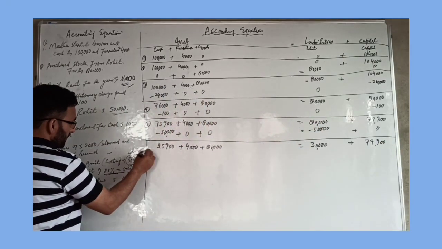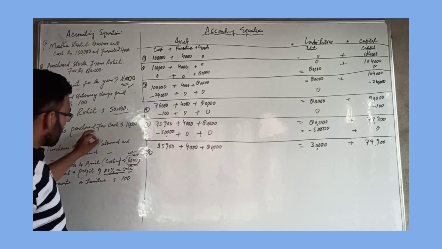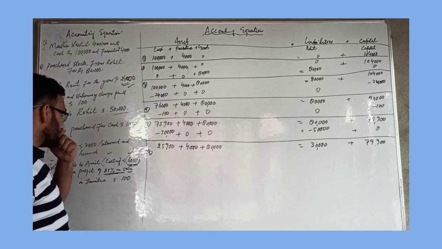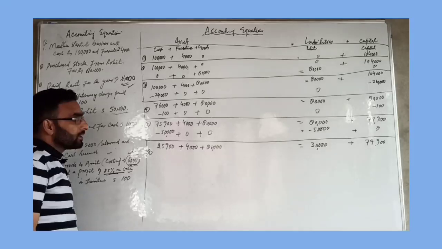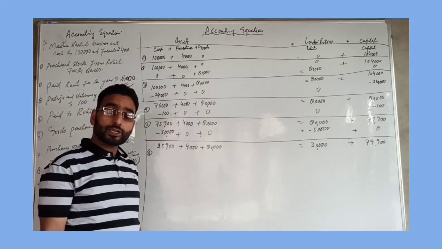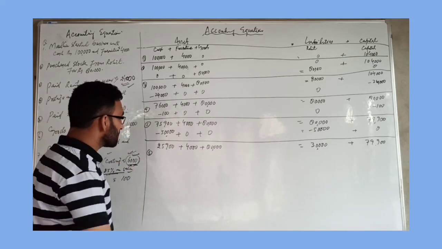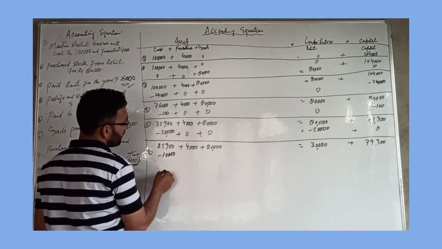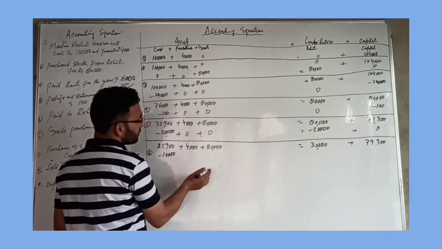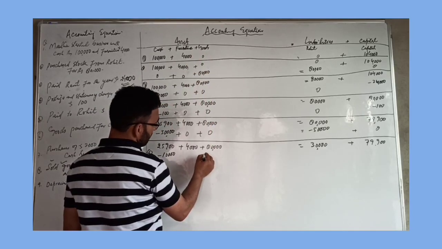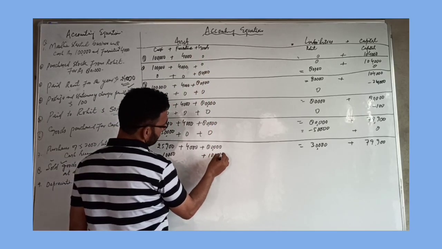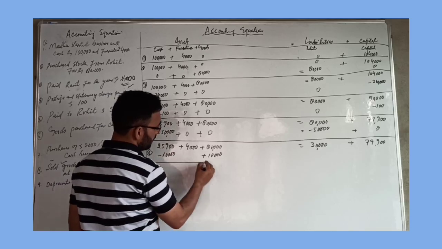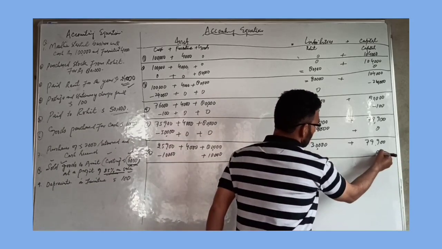Another point number 6 here. Goods purchased for cash 10,000. Goods have been purchased for cash, so the cash decreases here, 10,000 rupees. But the goods go on increase. Goods came in business 10,000. Other things unchanged.